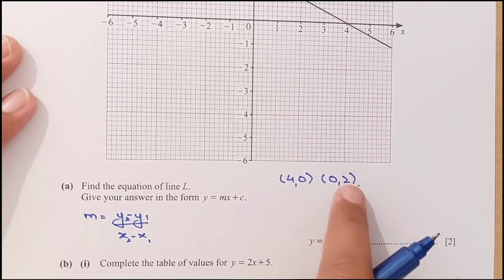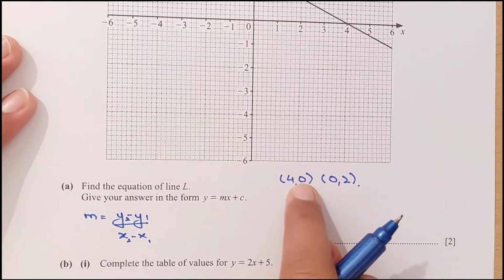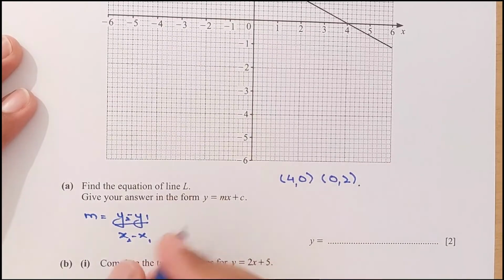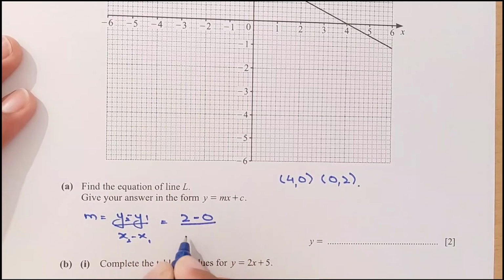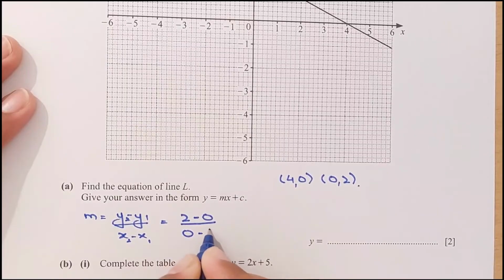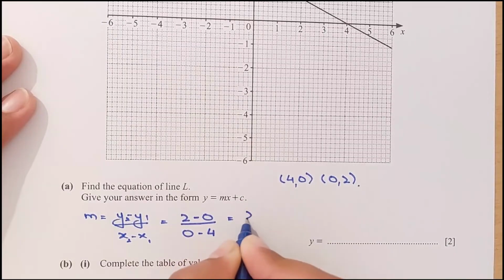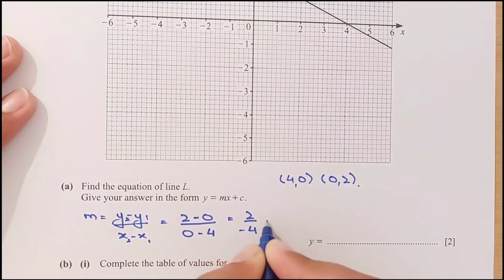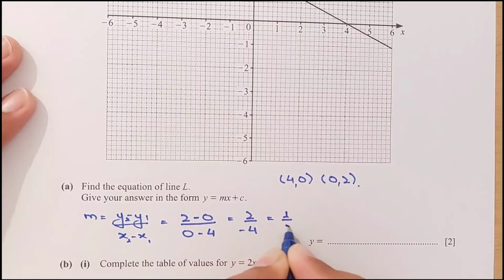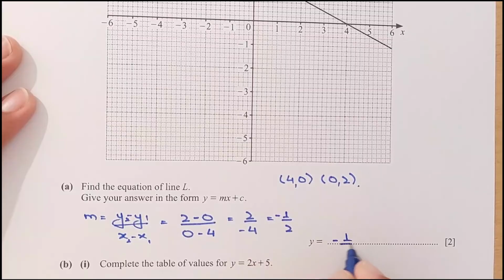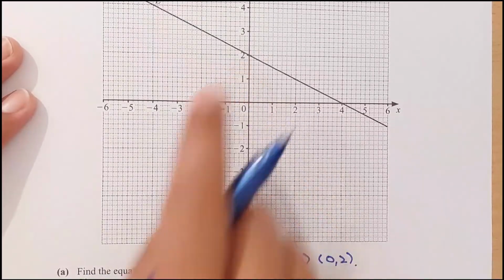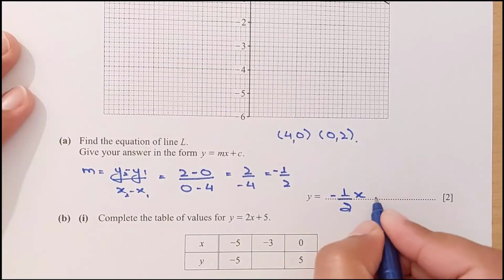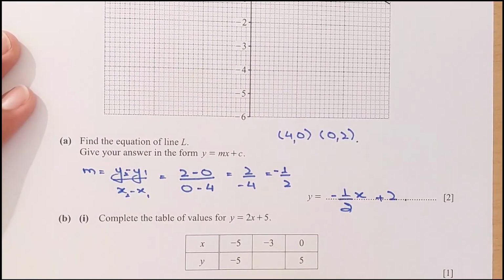So this is 2 minus 0 over 0 minus 4. Yes, y2 is 2 minus y1 is 0, and x2 is 0 minus x1 is 4. So this is 2 by minus 4, and this is minus 1 by 2, right? So y equals minus 1 by 2 x, and what is c? C is the y-intercept, and we know that the y-intercept is 2, so that is just plus 2. This is the equation of the line.